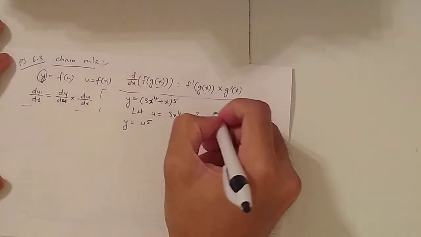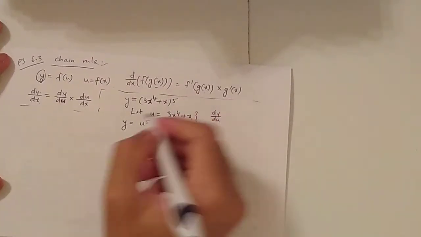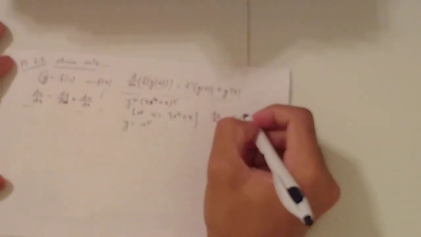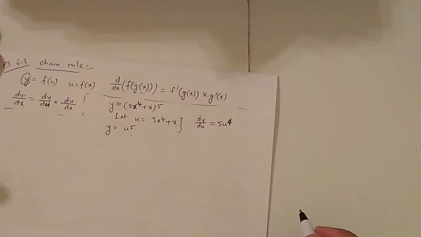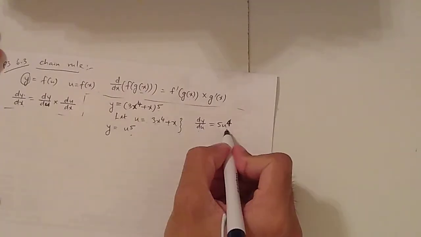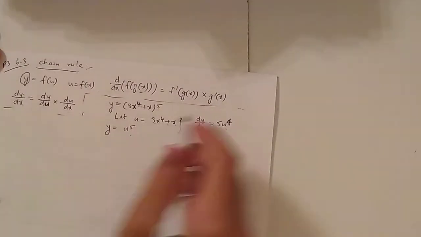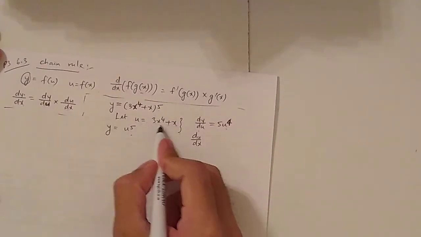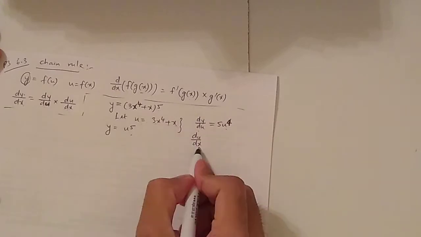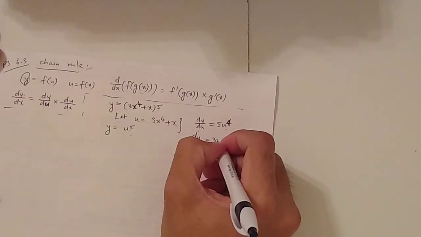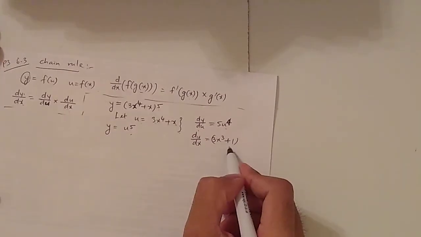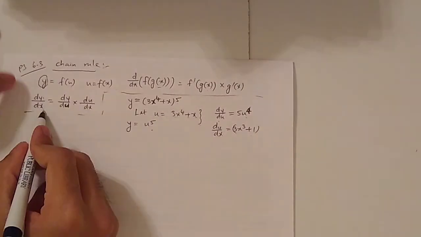You want to find dy by dx, and thus we can now easily find these two expressions. What is dy by du? y is equal to u raised to 5, so dy by du is simply 5 into u raised to 4. This is regular P1 mathematics. Now let's talk about du by dx. What is u? u is equal to 3x raised to 4 plus x. Therefore, du by dx is going to be equal to 3x cubed plus 1. Now the final answer that you want is dy by dx.